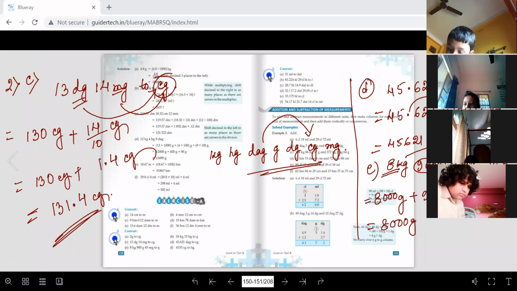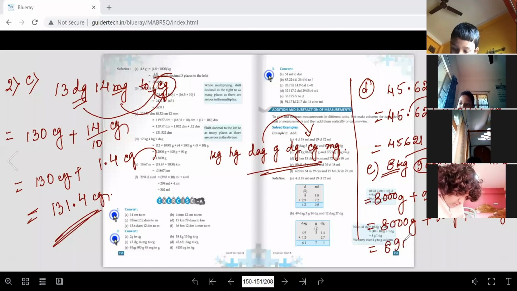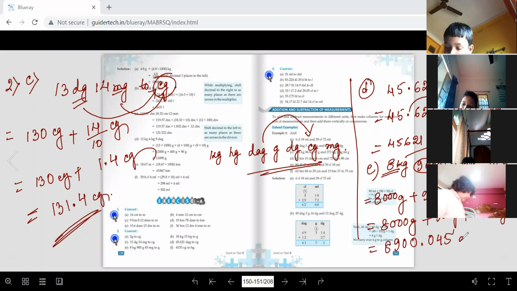Suhana, understood? Aritro, Amitraji, yes, understood? Okay. It will be 8,900.045. Now I am doing F here, okay?